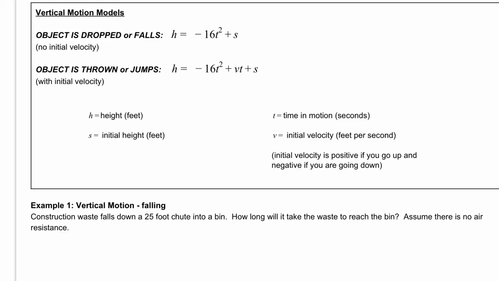Both of these equations, here's what everything stands for. H is equal to the height, and this is going to be your final height, so the height at the very end. T is your time in motion in seconds. S is your initial height in feet, so where are you starting at? And again, h is the final height. And then v is your initial velocity in terms of feet per second. Initial velocity is positive if you are going up, and it's going to be negative if you are going down.